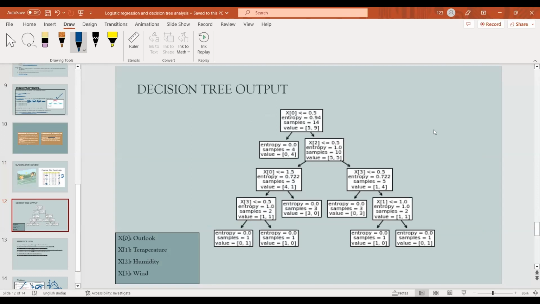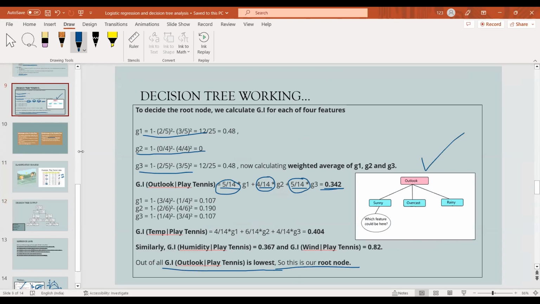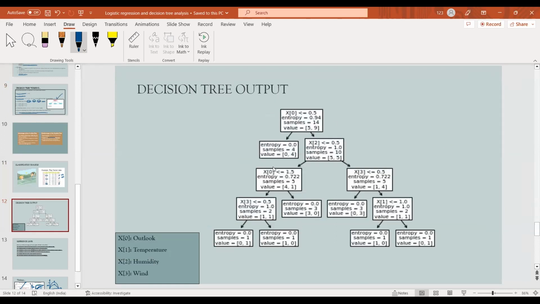So yeah, here's my decision tree output, where X0 is outlook. If you remember, in my feature columns that was actually the first variable which I had mentioned, and X1 is temperature, X2 is humidity, X3 is wind. So basically, the most important feature as depicted in the calculation also was outlook, and the output which I get on Python is also depicting the same. So here again, I am getting outlook, X[0], as the root node. It is basically the decision node where the first splitting happens.